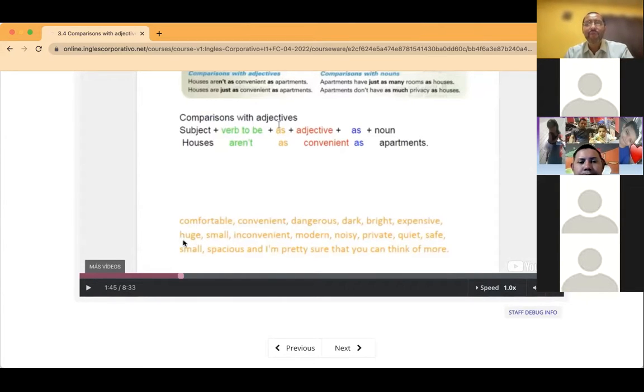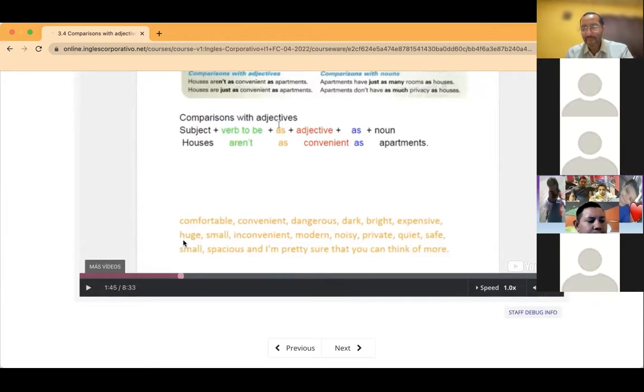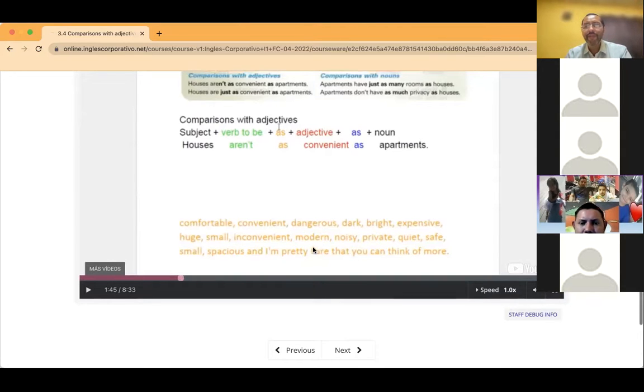Everybody, repeat the pronunciation. Here is huge. Huge. Good. Here is private. Private. Okay, great. And here is spacious. Spacious. Good. Do you understand all the vocabulary? Any word you don't understand?